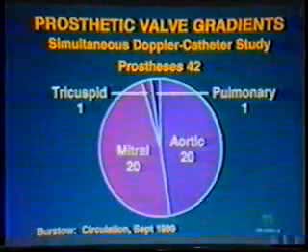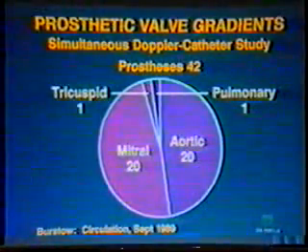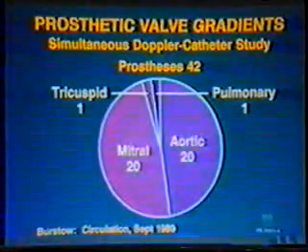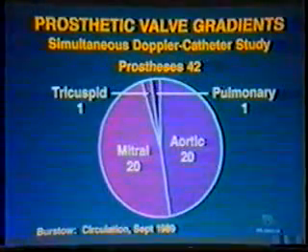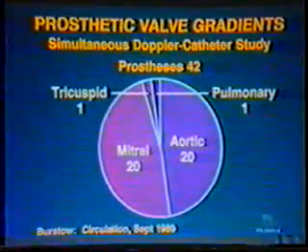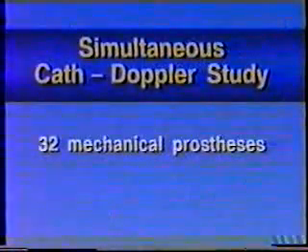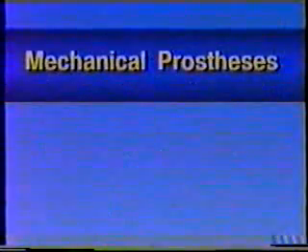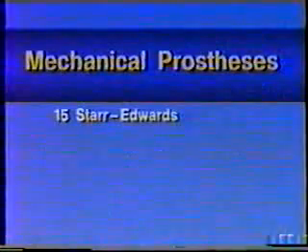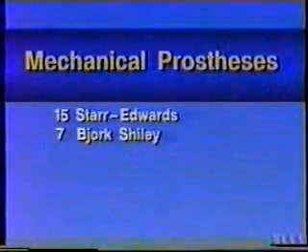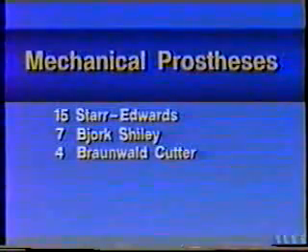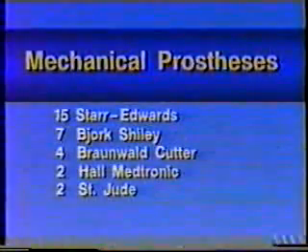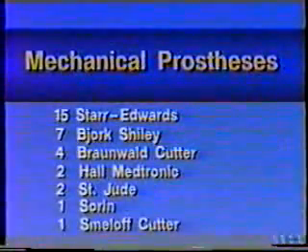The study group was made up of 36 patients with 42 prostheses. There were 20 mitral and 20 aortic prostheses, as well as 1 tricuspid and 1 pulmonic. There were 32 mechanical prostheses and 10 bioprostheses. The mechanical valves included 15 Starr-Edwards, 7 Bjork-Shiley, 4 Braunwald-Cutter mitral prostheses, 2 Hall Medtronic, 2 St. Jude, 1 Sorin, and 1 Smiloff-Cutter.